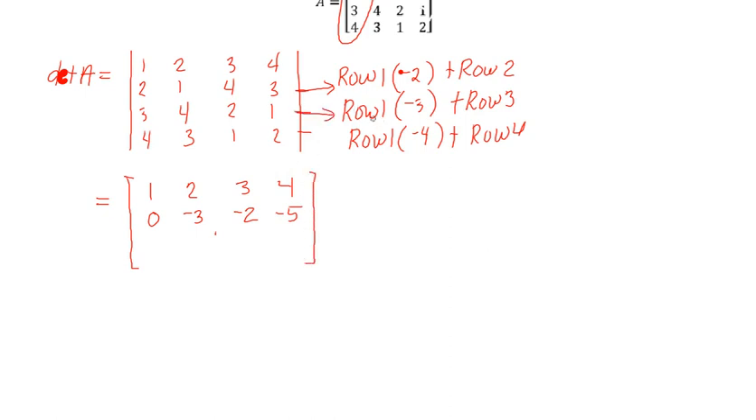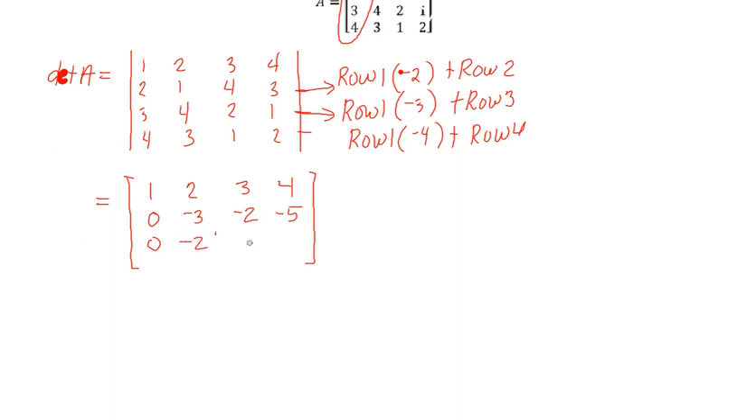So, sa row 3, ang gagawin natin, yung row 1 natin, i-multiply natin ng negative 3 plus row 3. So, yung first element natin sa row 3, that is row 1. Yung row 1 natin is 1 times negative 3, that is negative 3 plus 3, that is 0. So, punta tayo dito sa next. We have yung row 1 natin is 2. So, 2 times negative 3, that is negative 6, plus yung value natin sa row 3 which is 4, that is equal to negative 2.